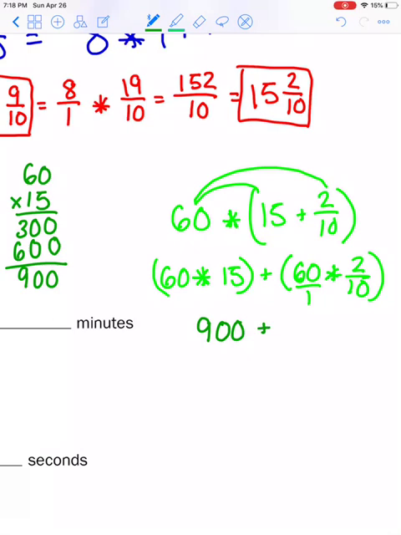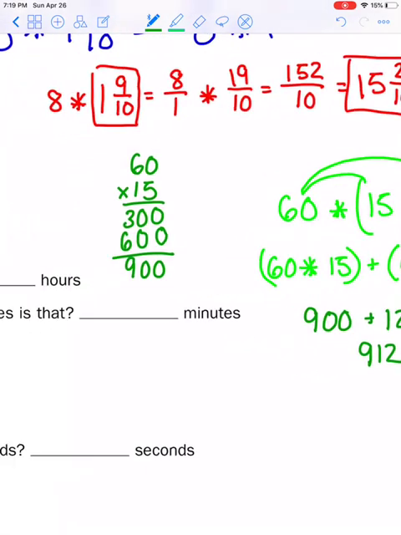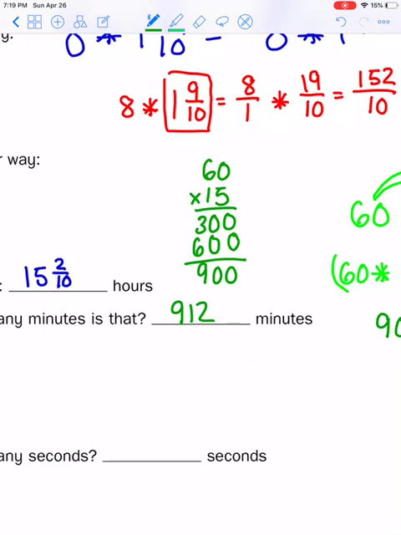plus 60 times 2 is 120 over 10. Now I know that 120 is a multiple of 10, so I'm actually just going to write this as 12. And I get 912. So there is 912 minutes in 15 2/10 hours. So I just converted hours to minutes.